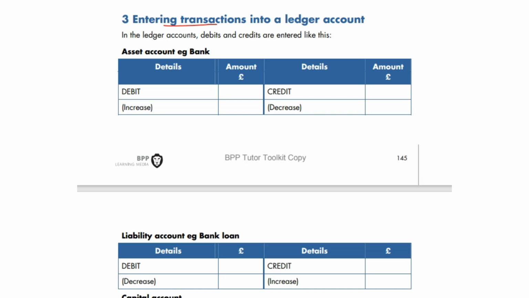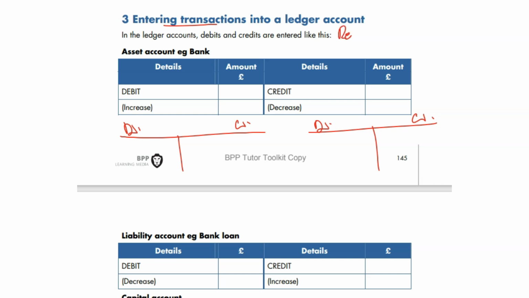Entering transactions into ledger account. Before I move into the chapter further, I'd like to draw two T accounts. Have a look. Left hand side debit, right hand side credit. Another one is left hand side debit, right hand side credit. Now every transaction has got two effects. We said one debit, one credit.